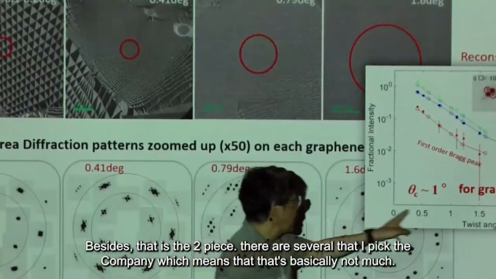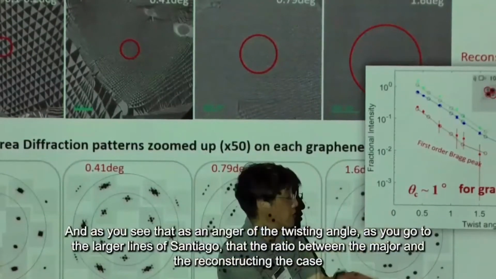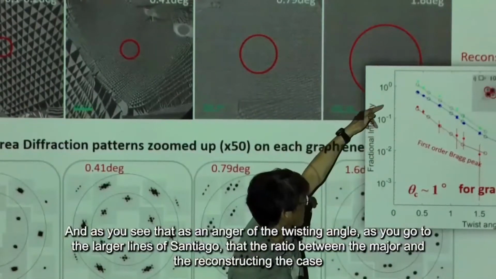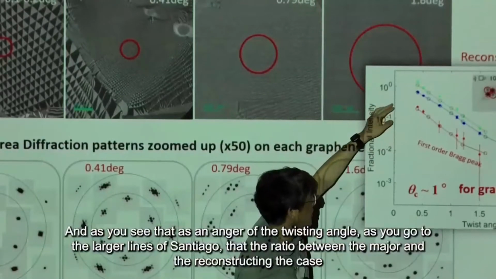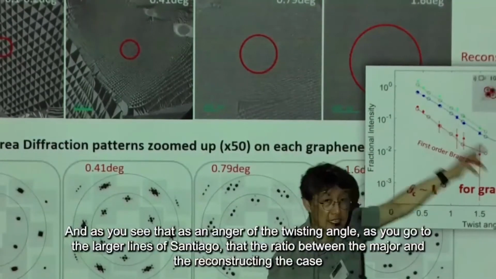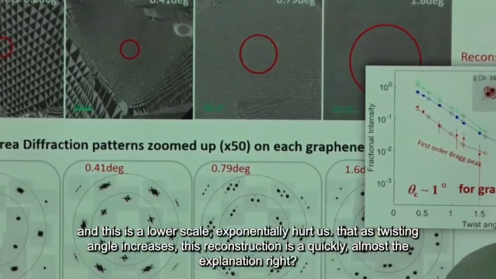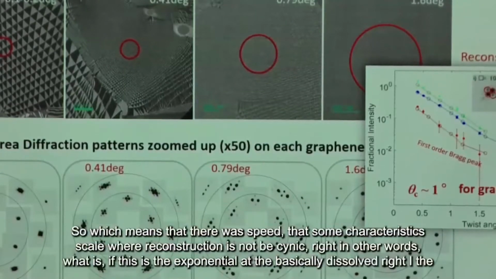And as you go to the larger twisting angle, the ratio between the major and the reconstruct peaks decays, and on a log scale this is exponential. This tells us that as the twisting angle increases, the reconstruction decreases almost exponentially, right? So there must be some characteristic length scale where the reconstruction is really significant. In other words, if this is an exponential decay, what is the characteristic angle, determined basically by the slope of the exponential?